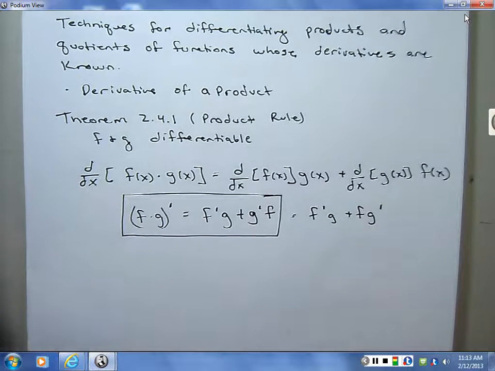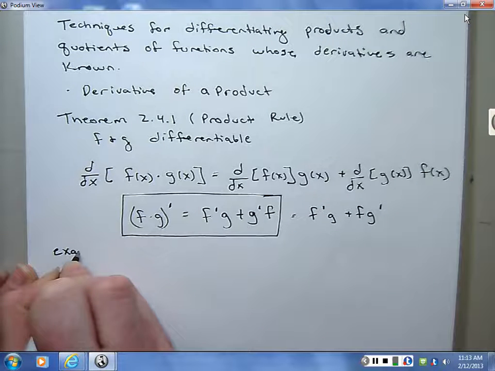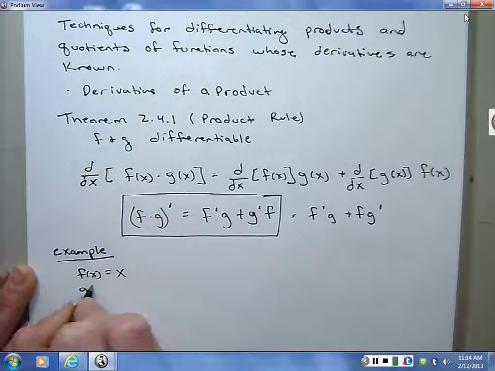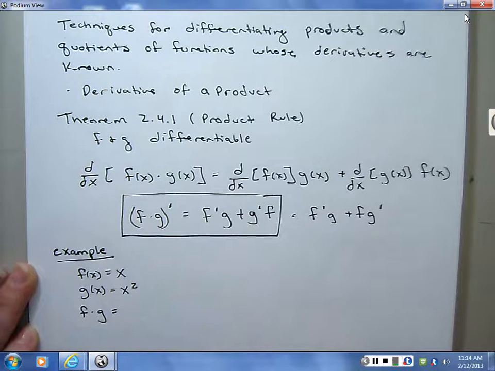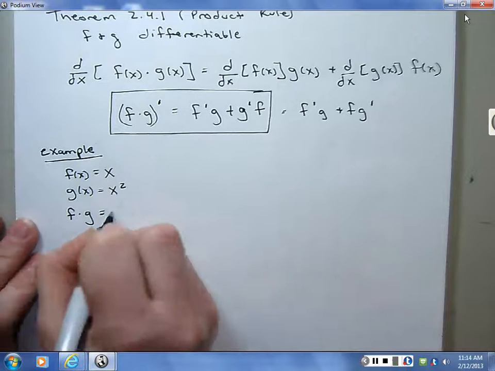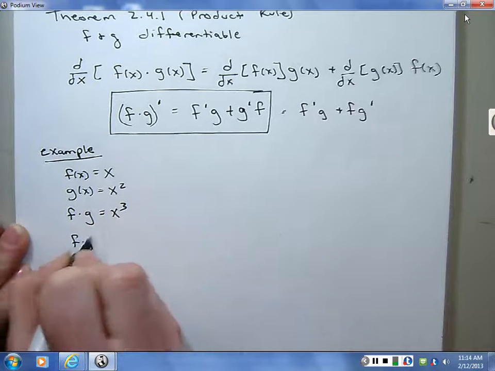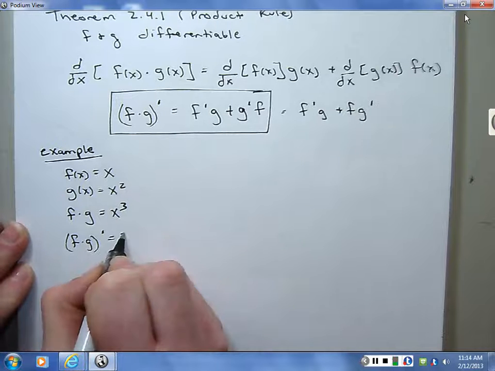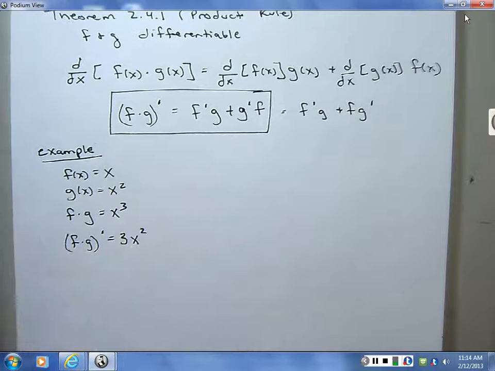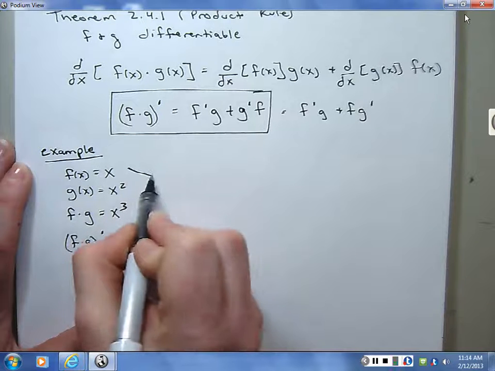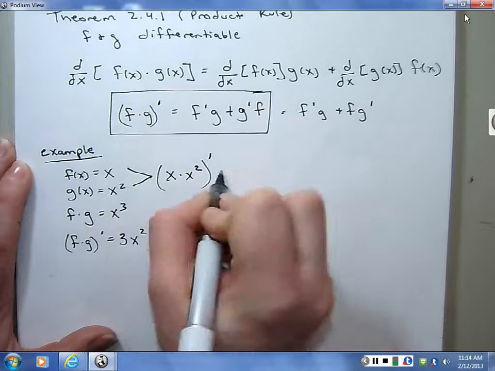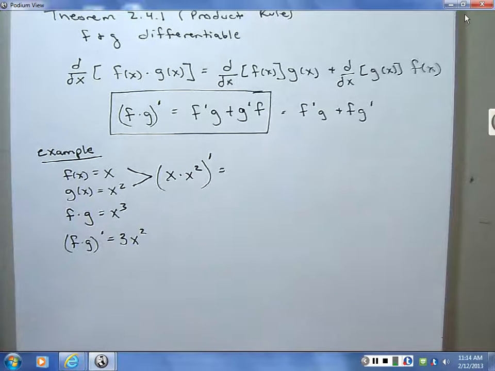Okay. So let's look at a quick example just to illustrate this. Let's say our first function is x and our second function is x squared. So what is f times g? x cubed, right? So the derivative of f times g would be what? 3x squared, right? So that was knowing the function. But using the product rule, x times x squared, I should also get the same thing.